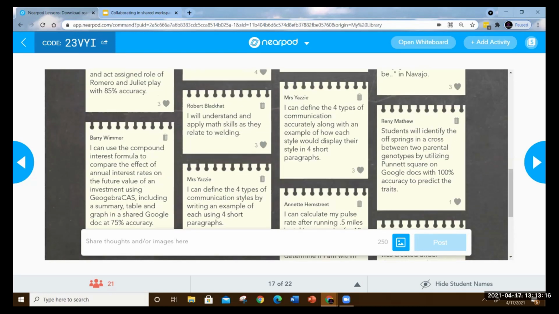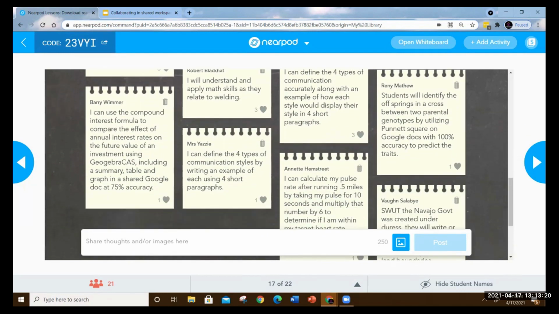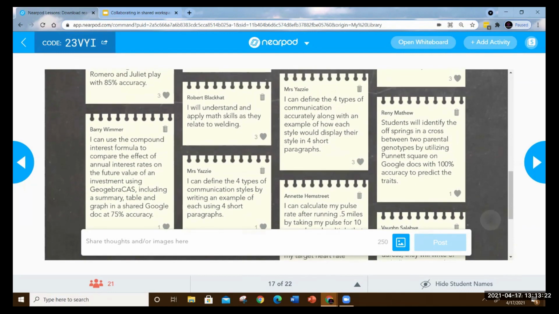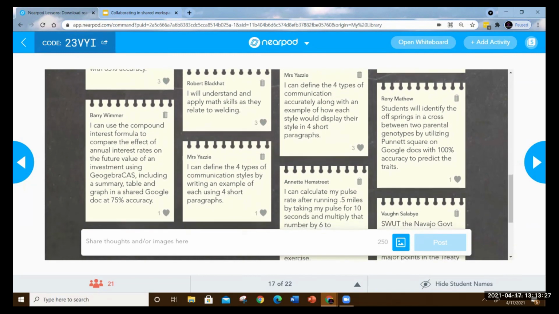Yeah, that's how I had it before, but I just wrote it like how you said it. So before, I can define the 4 types of communication, I forgot the word, style, accurately, along with an example.